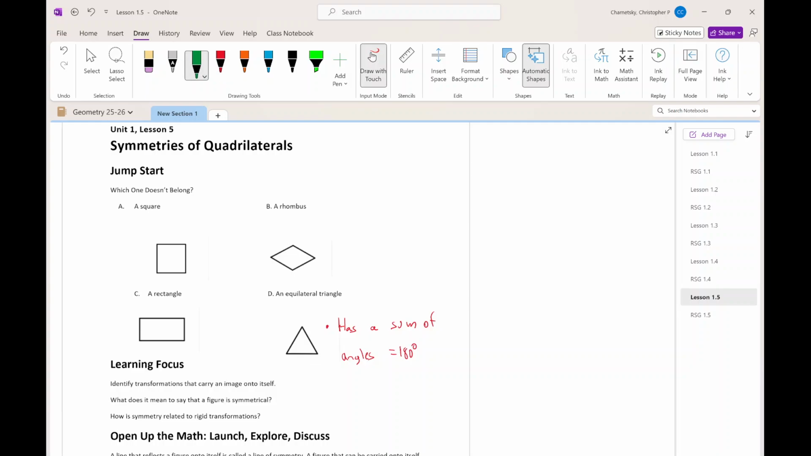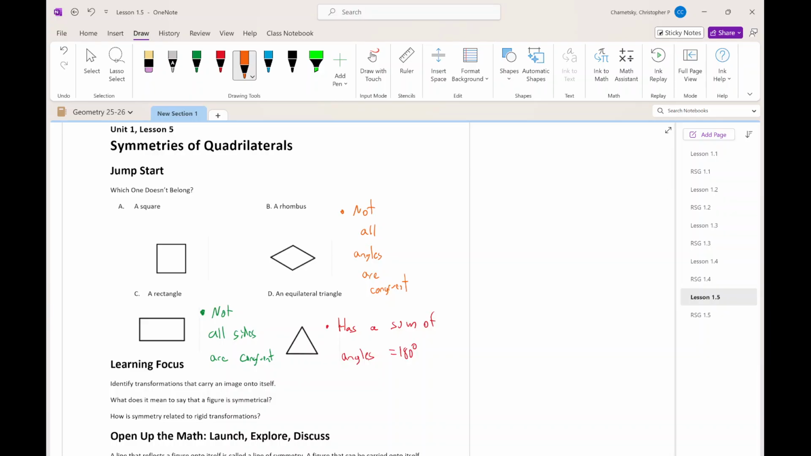A reason why the rectangle wouldn't belong? Well, the most obvious reason is that not all sides are congruent. The rest of those all have congruent sides. For the rhombus, that is the only one where not all the angles are congruent. So that would be your argument why the rhombus would be the one that doesn't fit.